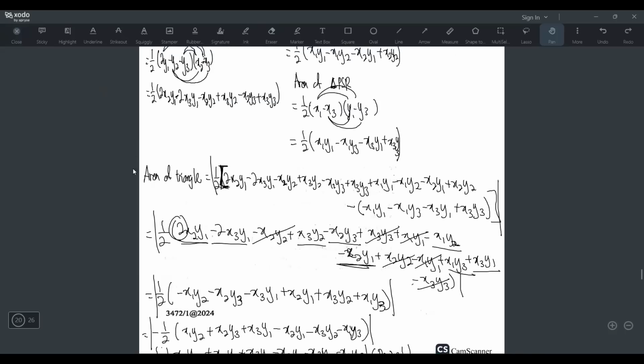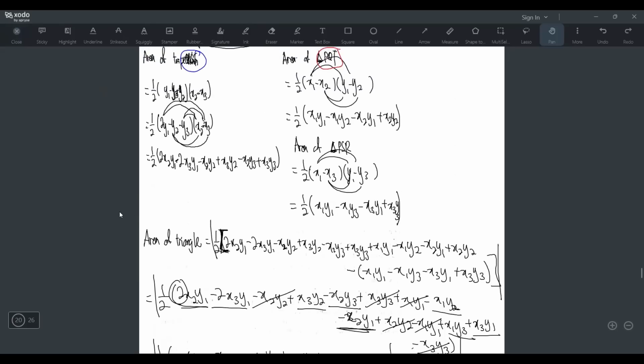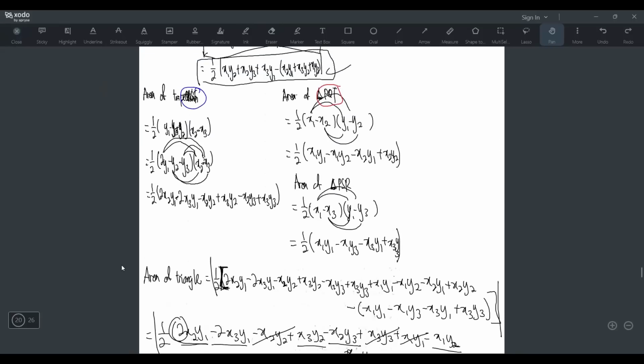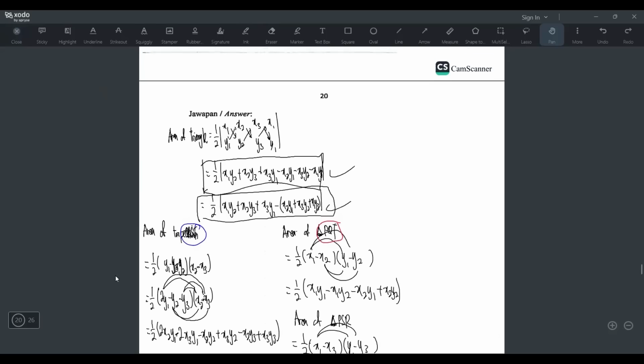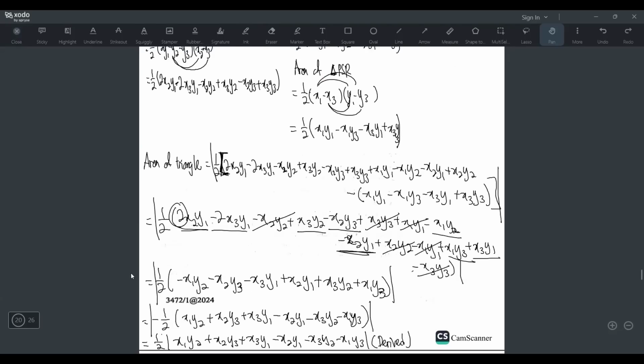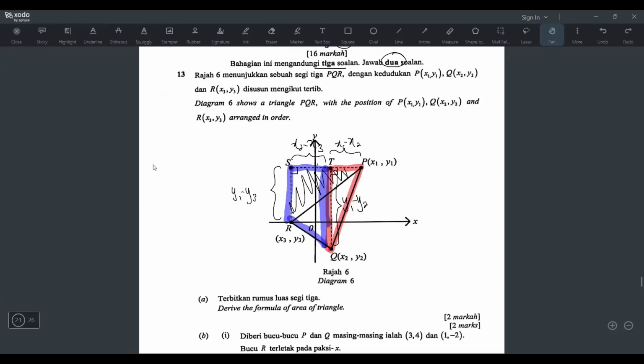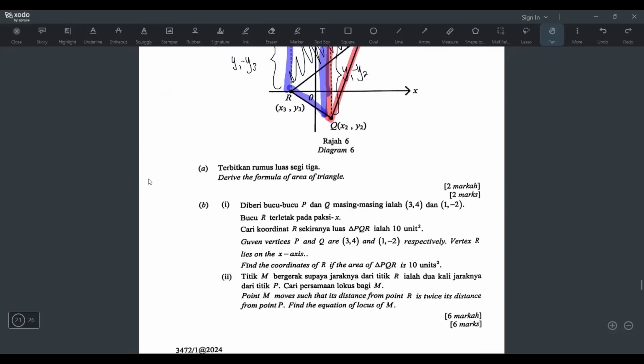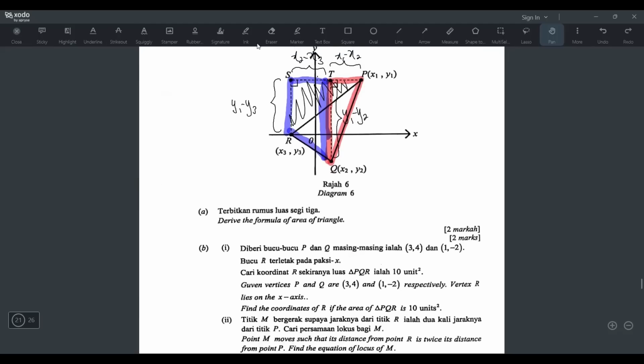So I hope you understand. I spent a long time talking about this because the working is really long. But the most important thing is you understand how to derive it. So yeah, I think that's all. I will continue to question B now. Okay, let's do question B.